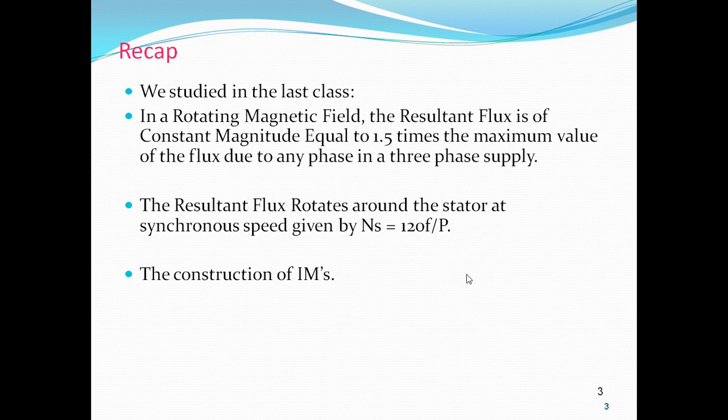We have derived this, that the resultant flux is equal to 1.5 times the maximum flux at any instant, at any angle. Next, the rotating magnetic field rotates at synchronous speed, that is 120f by P, and we covered the construction also.